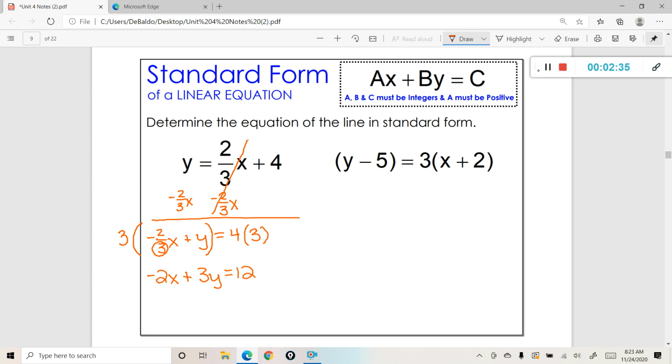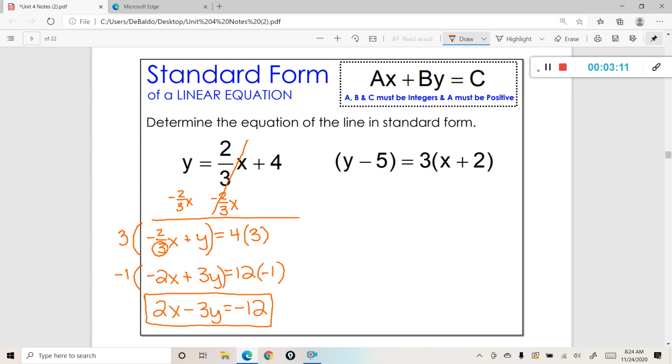Now, you can see that we're getting closer, but we're not fully finished here. Notice that the A coefficient is negative. Remember, A has to be positive. So in order to make A positive, I have to multiply both sides by negative 1. So I'm going to go ahead and multiply both sides by negative 1. Whatever you do to one side, you must do to the other. That's going to give me 2x minus 3y equals negative 12. And there you have your equation in standard form.